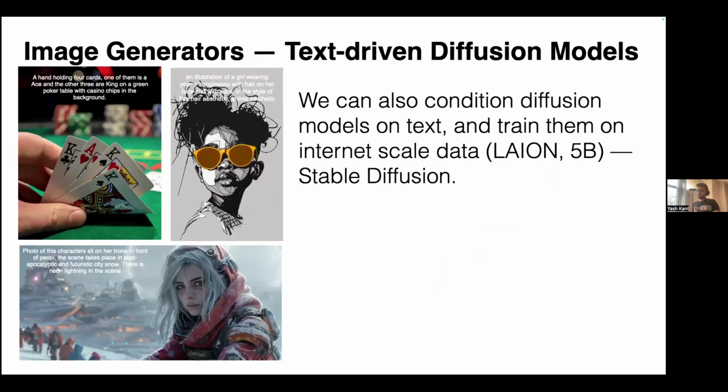So using this particular thing, we were able to condition this diffusion model on text, and we basically scaled them to internet level data. We use this data set called LAION, which has 5 billion samples of images and text. And we were basically able to generate these very high quality samples on the left-hand side that I showed. And this all happened due to Stable Diffusion.